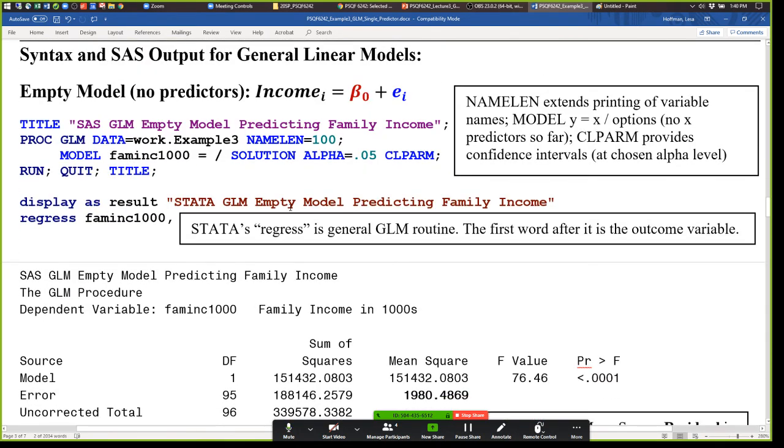Okay, something new. SAS, Proc GLM, Stata, regress.